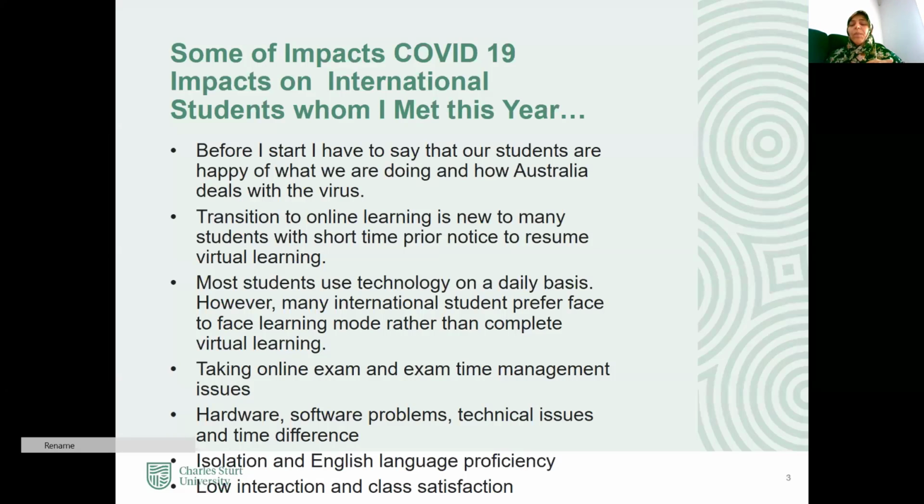Isolation and the COVID-19 restrictions also affected their English language proficiency. One of the main goals for coming to Australia is to improve language, the spoken one, learning while working in the workplace, and interacting to know the Australian culture. And they face lots of difficulties in using English.